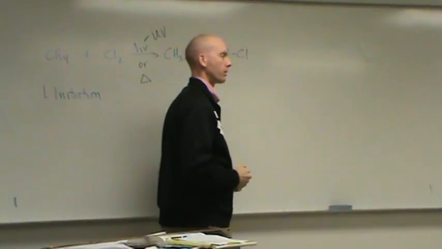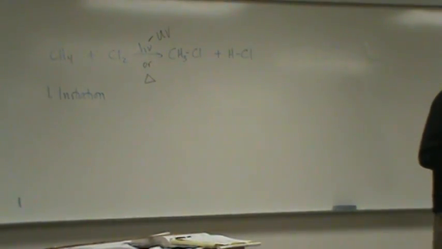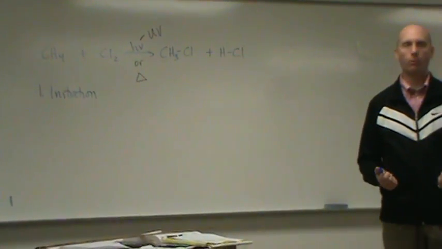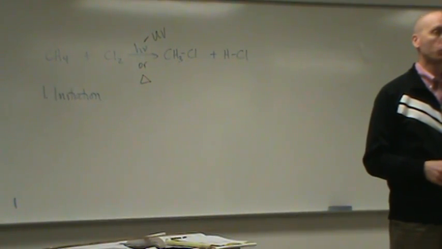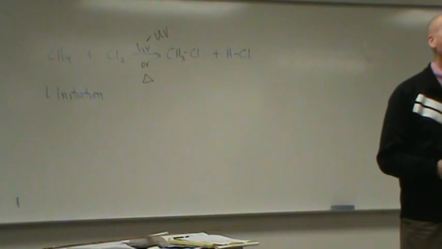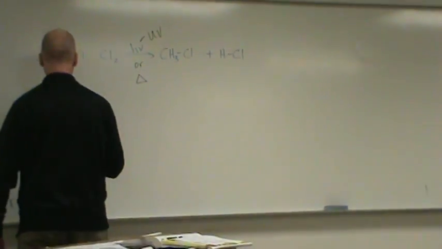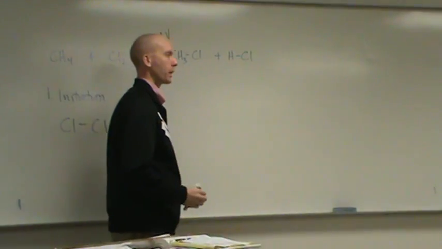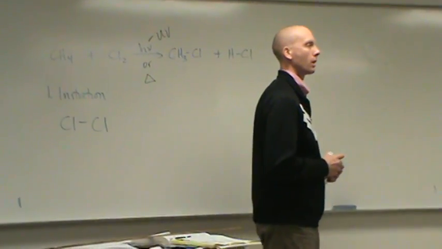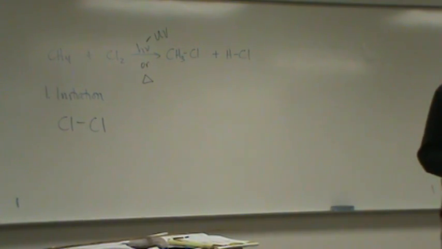Okay? First step of radical reactions is called the initiation. What do you think we're going to try to form in the initiation step? Radicals. I don't see any radicals there. So how can I get them started or initiated? What we do is we focus in on the weakest bond. And the weakest bond is always the halogen-halogen bond.